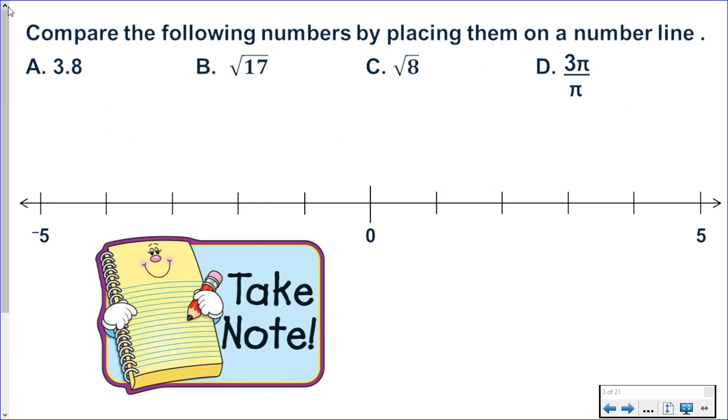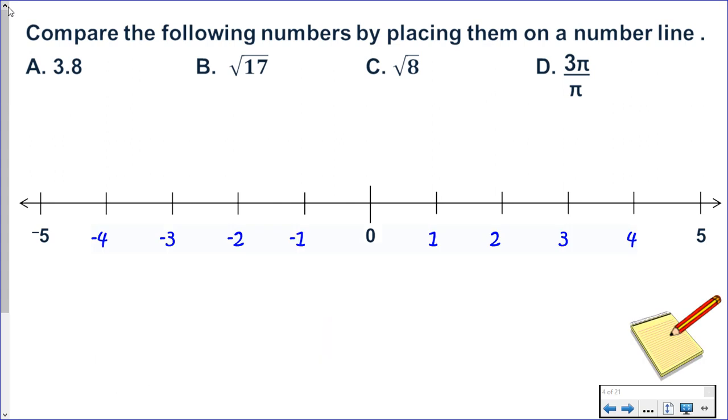First example says to compare the following numbers by placing them on the number line. So you see we have four numbers here. Some are rational, some are irrational. But what we're going to use is our number line. So as I write in each of those integers on the bottom, I also put in my perfect squares at the top. These perfect squares are rational numbers because they give me the integers at the bottom. Please make note of those now.